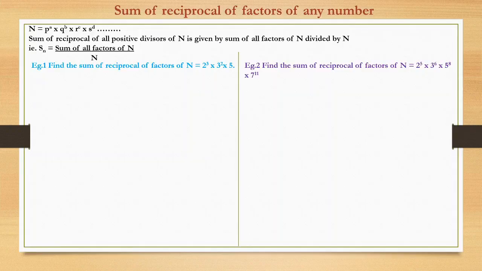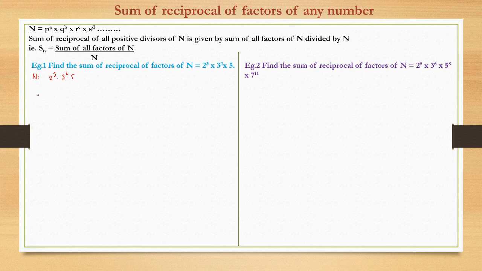Now in this part, we'll see how to find the sum of the reciprocals of the factors of any number. So let's start with an example here. Here n has been given as 2 cube into 3 square into 5. So what can we do?